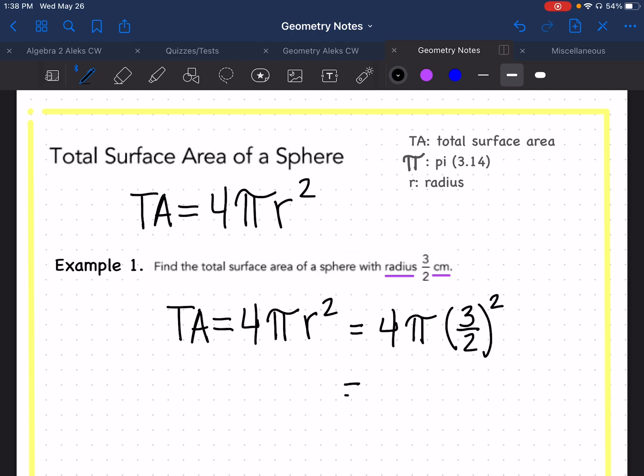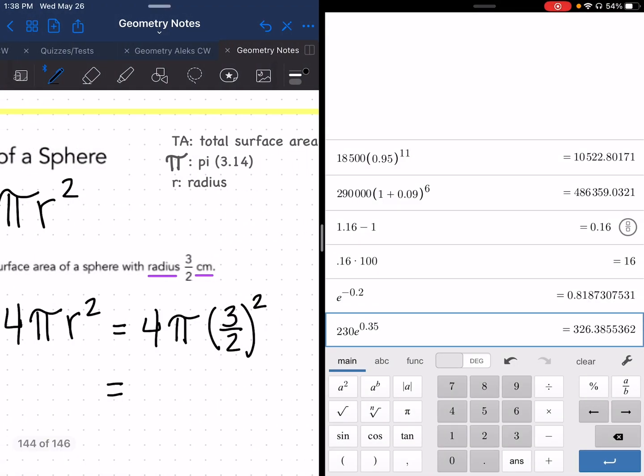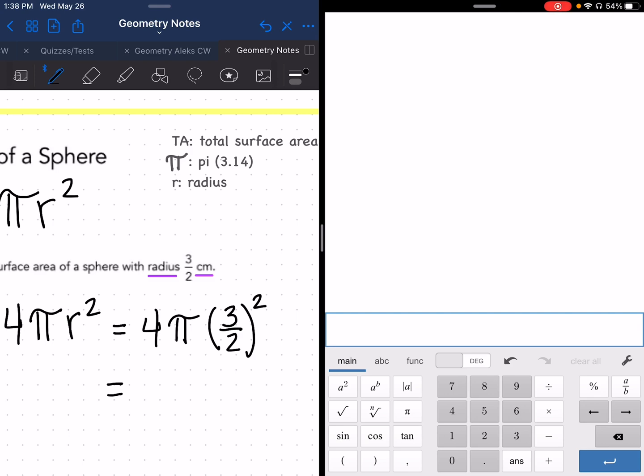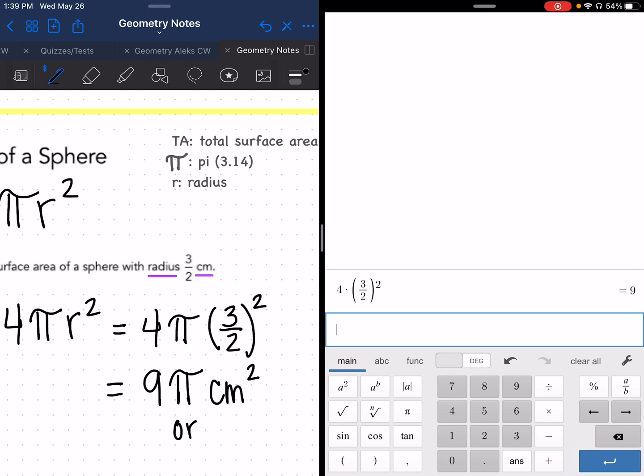Now there's a couple of different ways that you could be asked to do this problem. Let's see if I have my Desmos. I do. You could be asked to leave this in terms of pi. Let me go ahead and clear all of this, which means you would just be multiplying 4 times the fraction 3/2 squared, which is 9, and leaving it in terms of pi. So we could say that it is that, or you could be asked to multiply it all together.